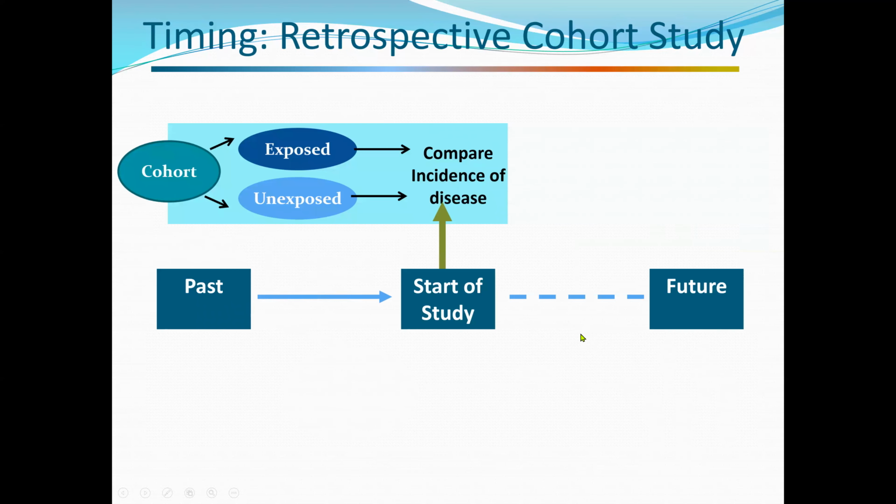Now with retrospective, we compare the incidence of disease, which means when we start, the participants already have the outcome. So now we are looking at the past data, what led them to this point at the present time. So we may look at their historical behaviors, whatever disease or studies we are doing, we compare.